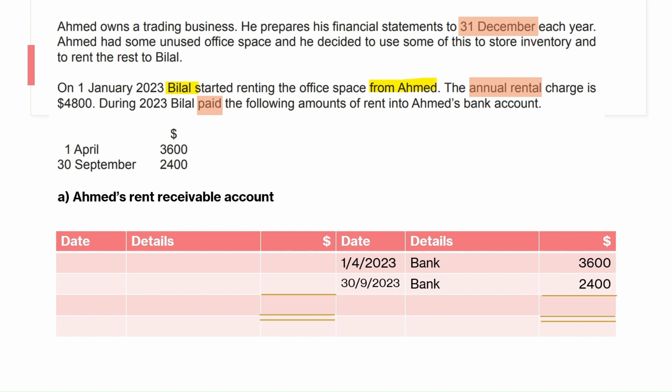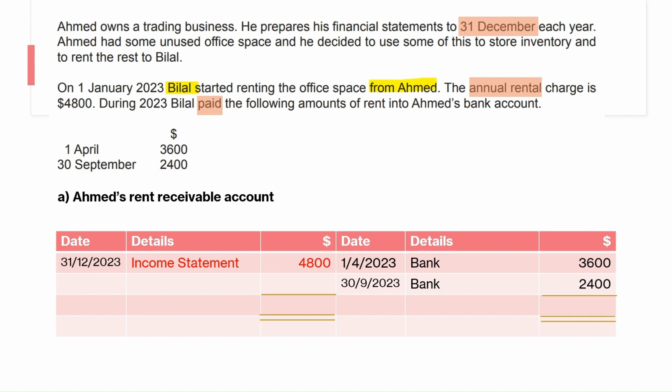Then that's not it. We also have to make an adjustment. These are the payments received by Ahmed. We don't know whether this full amount is relevant for that period. The annual rental charge is 4,800. We can record that. That is what goes in the income statement. That is what is relevant for that particular year. So on the 31st of December 2023, which is the end of the period, the income statement amount is 4,800.